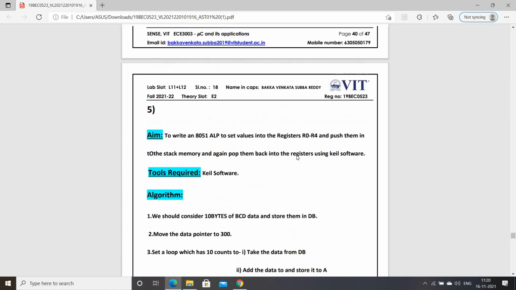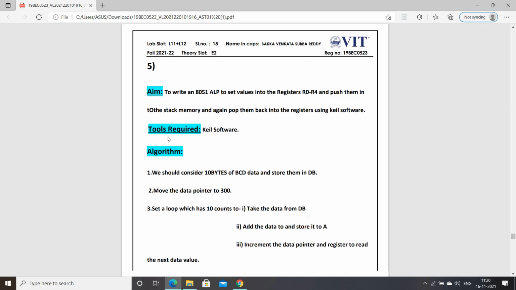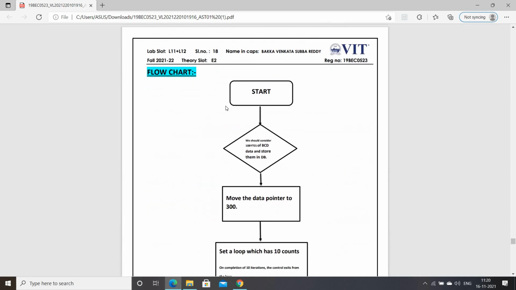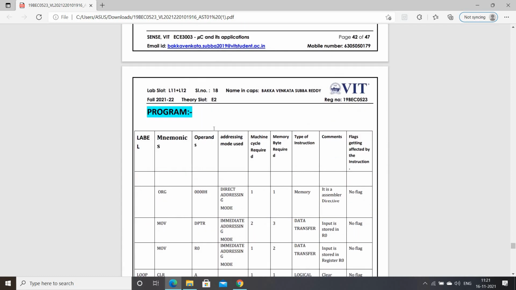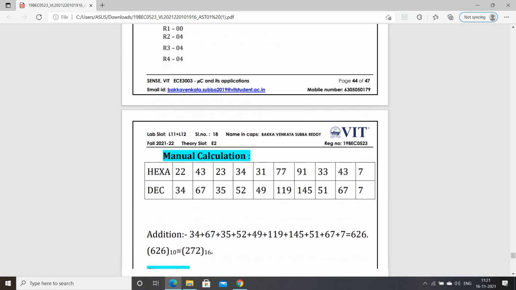And our last question, so let's see the aim. We have to write the 8051 ALP to set values into the registers R0 to R4 and push them into the stack memory, and again pop them back into the registers using KEIL software. So the tool required is KEIL software, and this is the algorithm. And this is the flowchart. So this is the program, and this is the output.